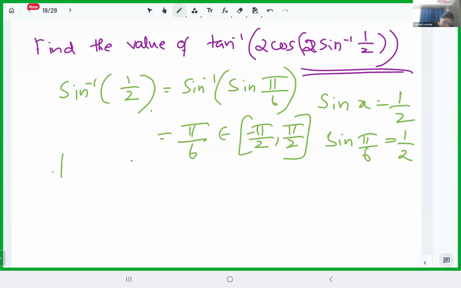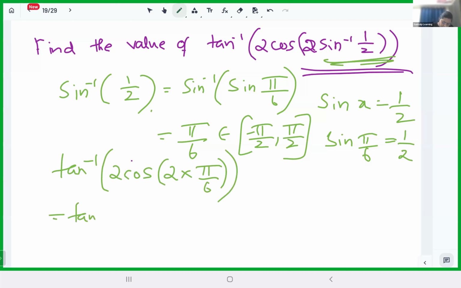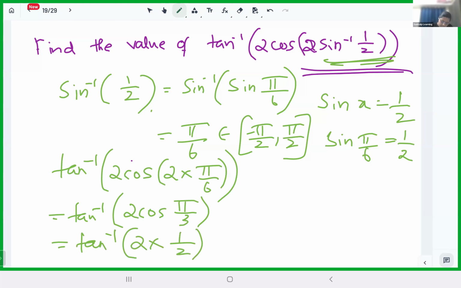So we'll again go back to the question. Tan inverse of 2 cos of 2 into sine inverse 1 by 2 can be written as pi by 6. So this will become tan inverse of 2 cos pi by 3. And what is cos pi by 3? Cos pi by 3 is 1 by 2, right? So this will become tan inverse of 2 into 1 by 2. So 2 and 2 get cancelled. That is equal to tan inverse of 1. What is tan inverse of 1? That is equal to pi by 4.